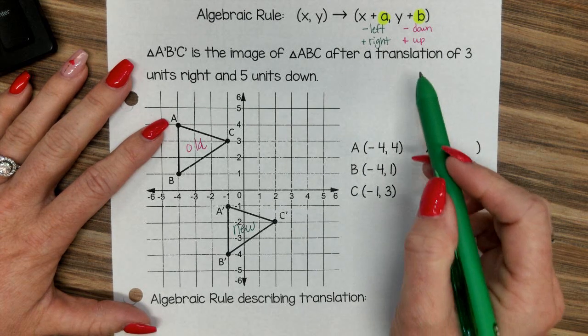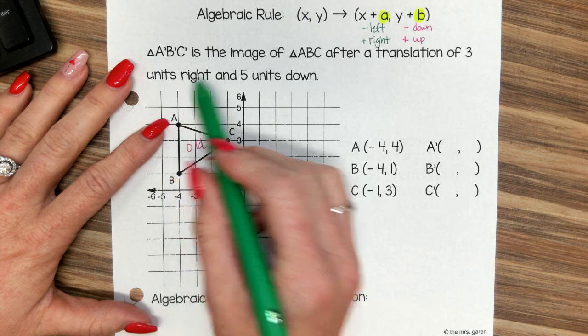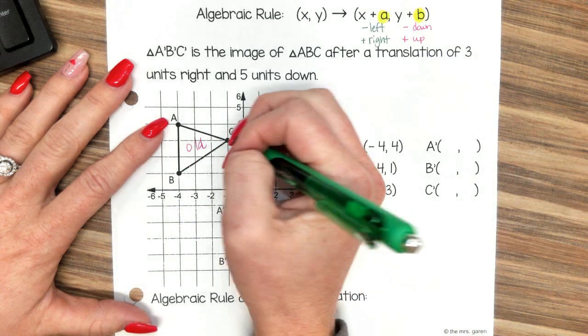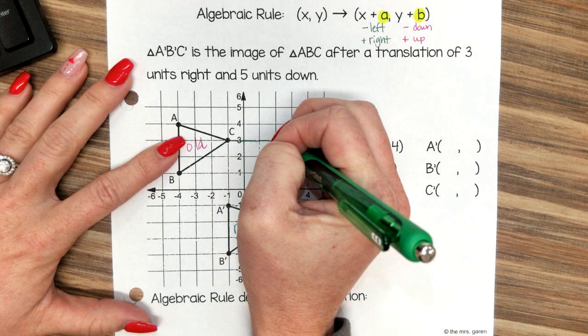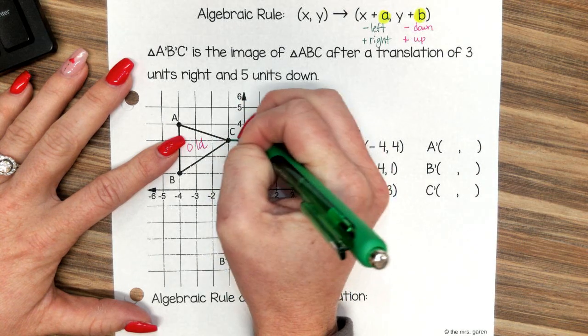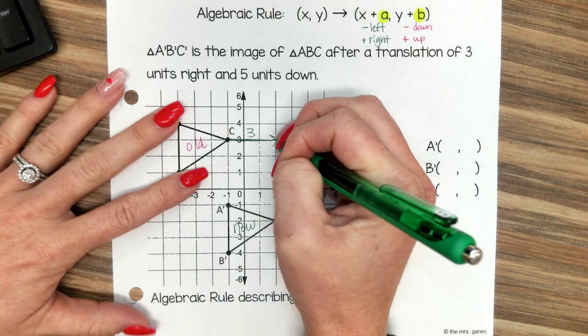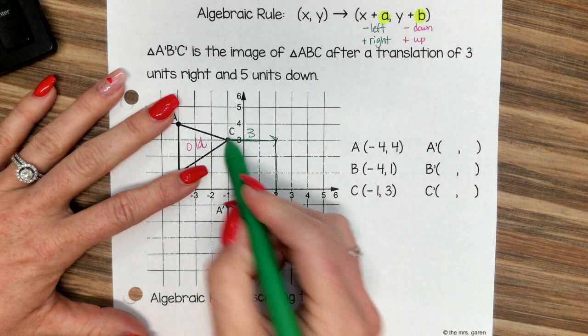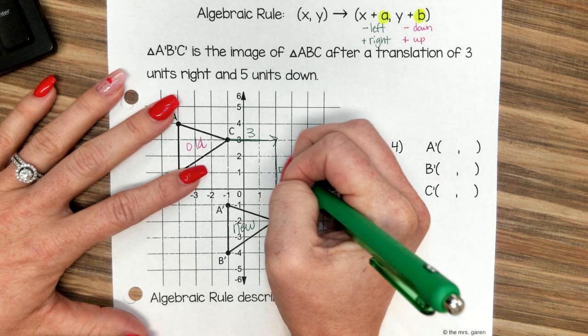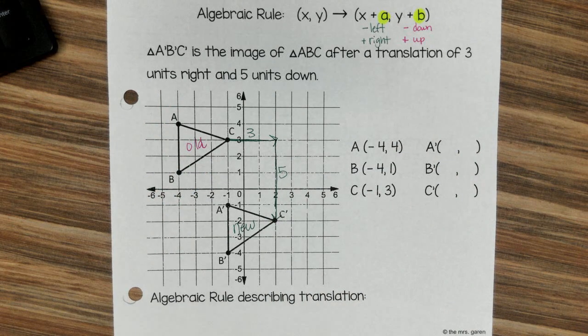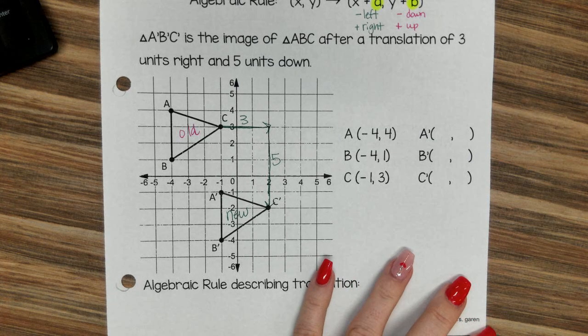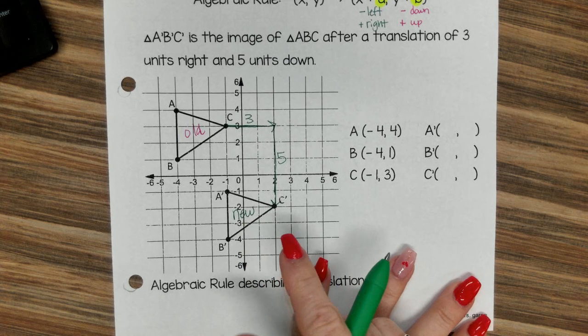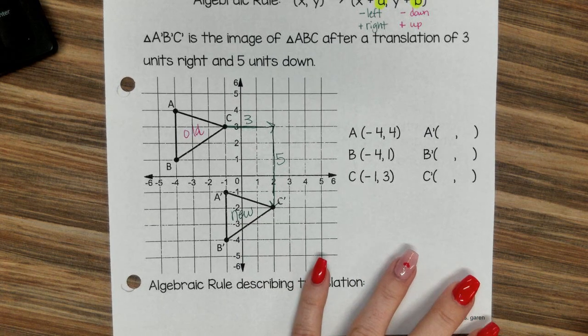Then they said it was translated 3 right and 5 down. So C to C went 3 right. Everybody draw this line. This is 3 going right, and then 5 going down. To get from this C to this C, they went 3 right and 5 down. They are asking for the new coordinates of this shape. Now, since you graphed it, you could just go look at them and write the coordinates.